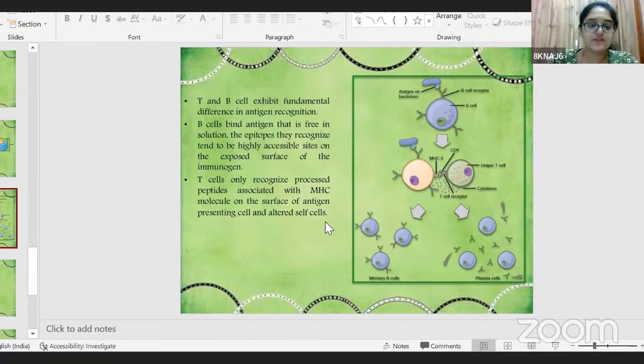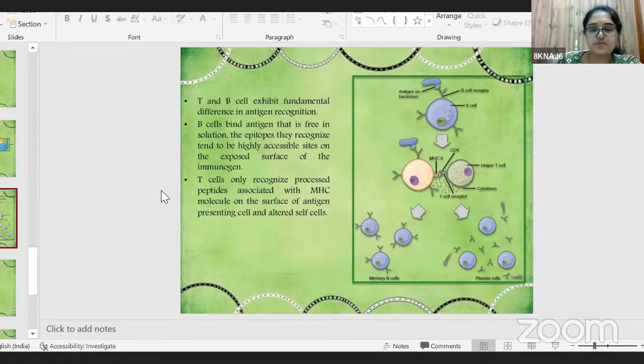So the antigenic peptides recognized by the T cells form the trimolecular complex. Like I had already told you, a T cell receptor, MHC2 molecule, as well as the antigen. And lipids are also recognized or presented. Then it is required to generate peptides which specifically interact with the MHC molecules as well. And epitopes recognized by the T cells are usually internal in nature. So they tend to recognize the peptides that have been processed within the antigen presenting cells or the altered self cells.